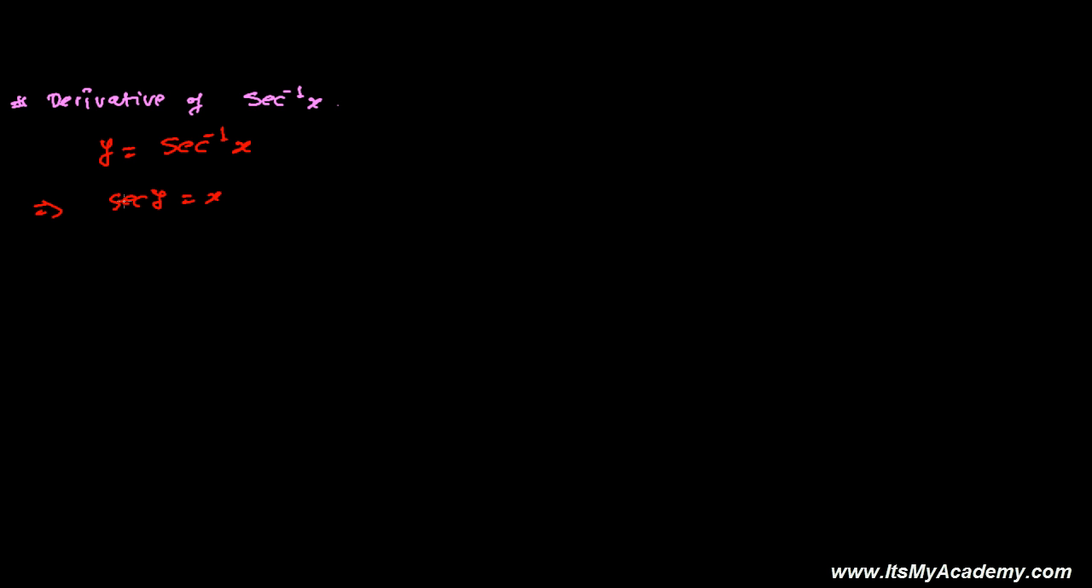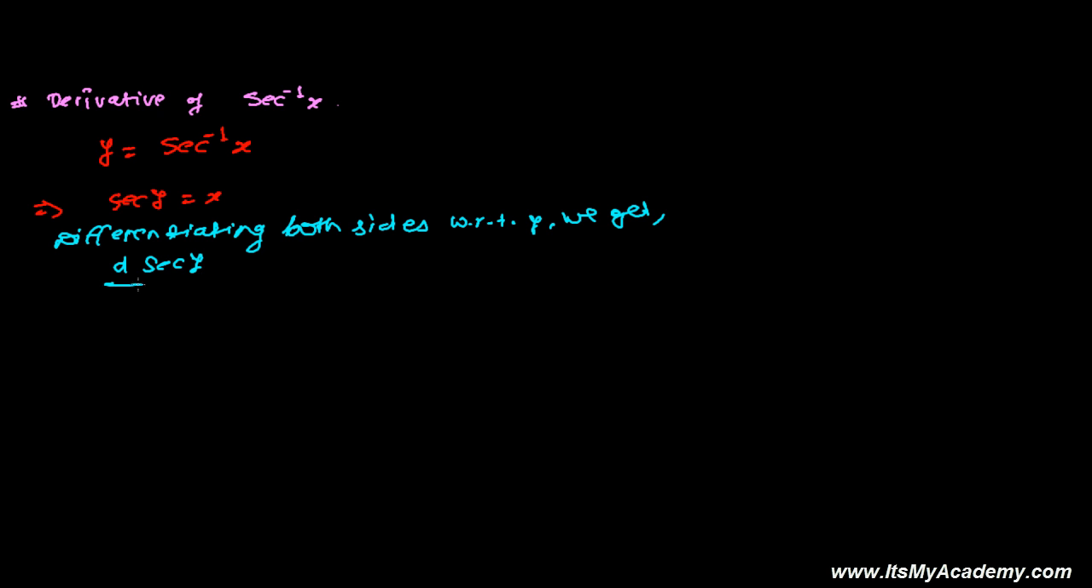Now since sec has the angle y, let's differentiate both sides with respect to y. Differentiating both sides with respect to angle y, we get the derivative of sec y with respect to y equals the derivative of x with respect to y. And the derivative of sec y is sec y times tan y, which equals dx over dy.